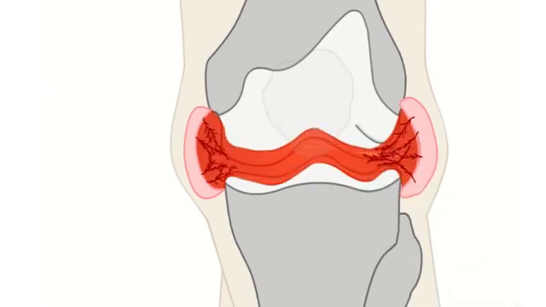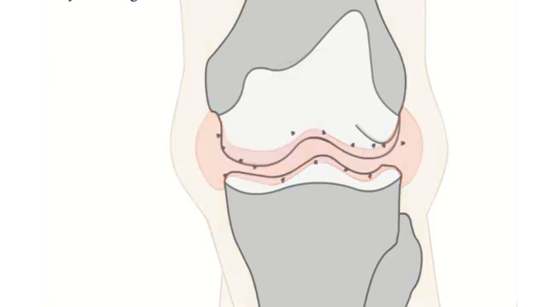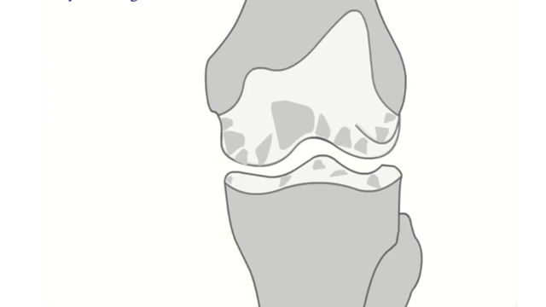Enzymes from the swollen synovium eat away at the cartilage that cushions the ends of the bones in the joint. The longer the synovium stays swollen, the more damage occurs. Eventually the cartilage is eaten away and the bone begins to grind against bone, causing pain and reducing the joint's range of motion.